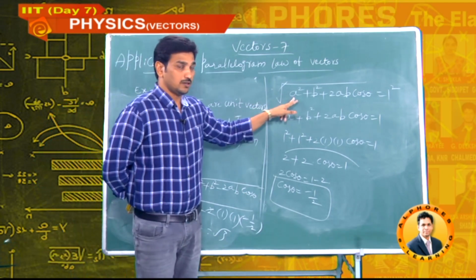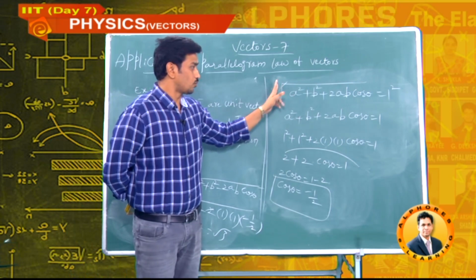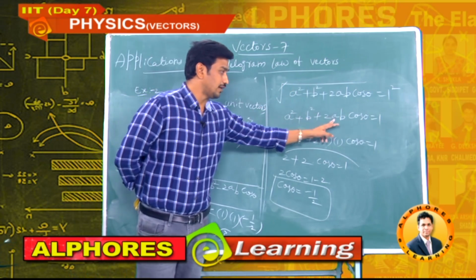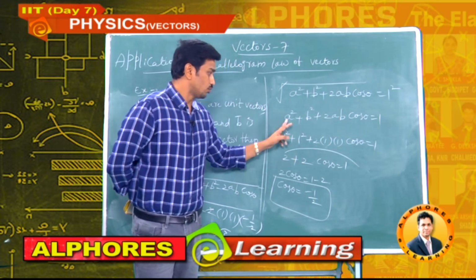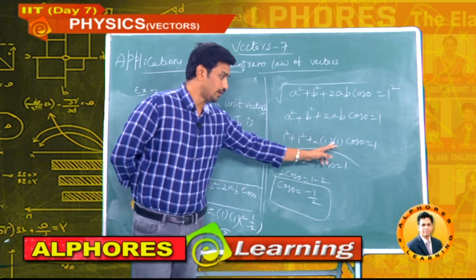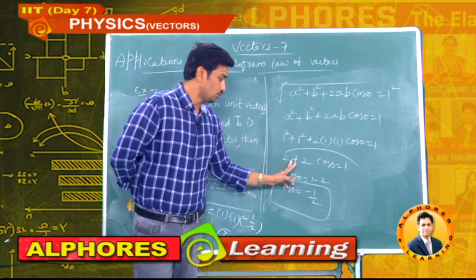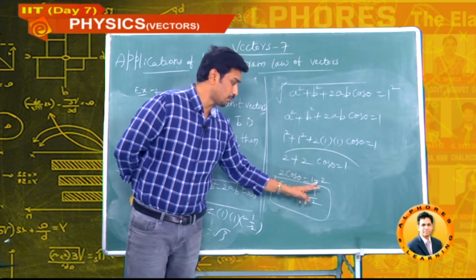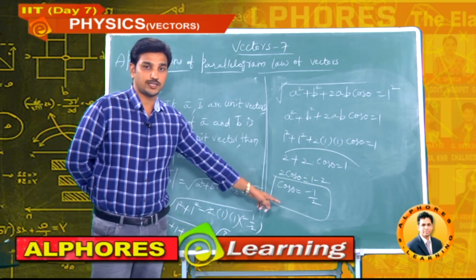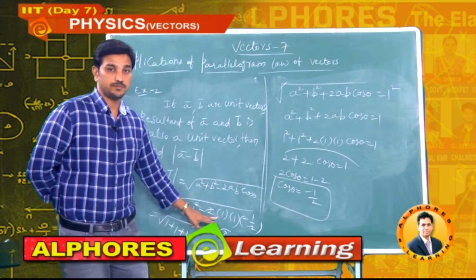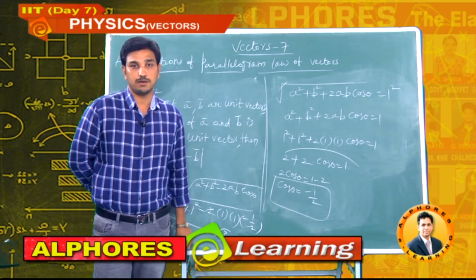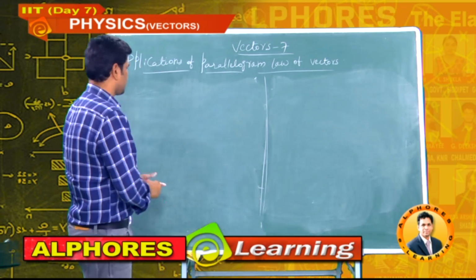I used it. So here is the substitution. Squaring on both sides, the square root is gone, a value 1, b value 1. So 1 square plus 1 square is 2, plus 2 into 1 into 1, that is 2, cos theta. I took it to that side, 1 minus 2 is minus 1, so cos theta value is minus 1 by 2. This cos theta value, minus 1 by 2, I have substituted here. Final answer: magnitude of a bar minus b bar is root 3.